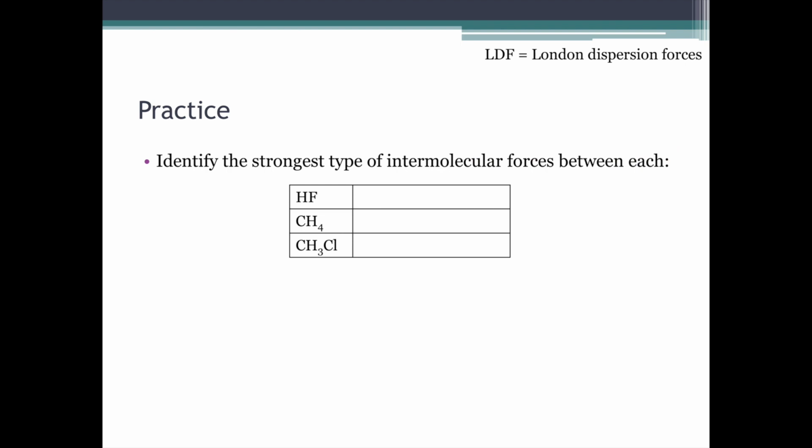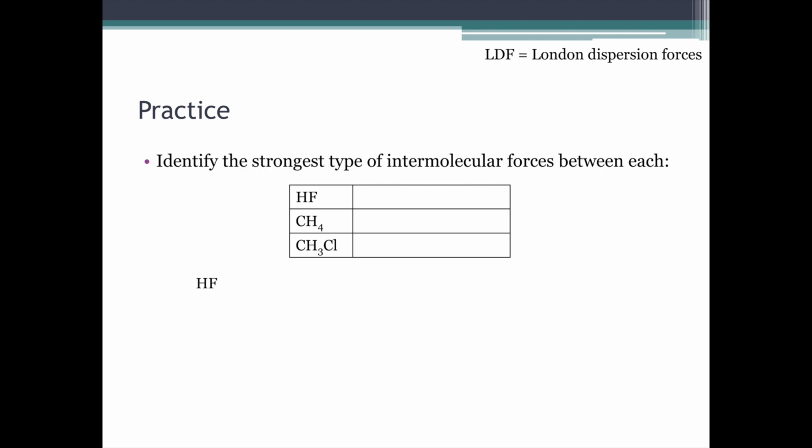So now we're going to do a practice identifying the strongest type of intermolecular forces between each. Notice I say the strongest type, not all types, because yes, a single molecule like water can experience all three intermolecular forces, but the hydrogen bonds are the strongest one, so that's the one we're concerned with. So for these three molecules, we're going to look at the type of intermolecular forces between each. Now to do this, we need to look at the structure and decide, is this a polar or a nonpolar molecule? So looking at the first one, HF.